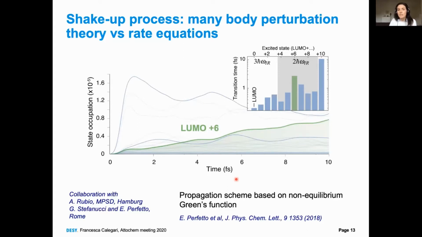And as you can see here, although many of the shake-up states are populated suddenly, this is the state occupancy of those states, there is this LUMO+6 that indeed takes some time to be populated.